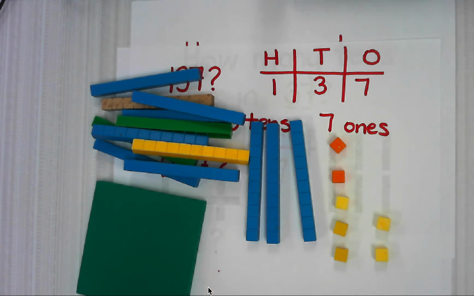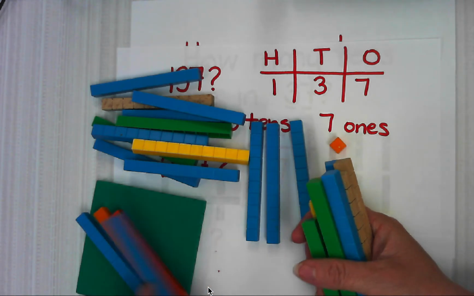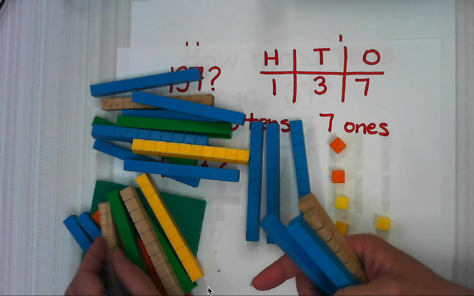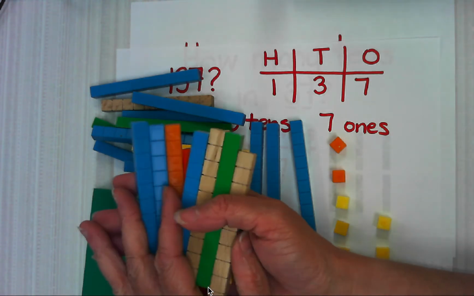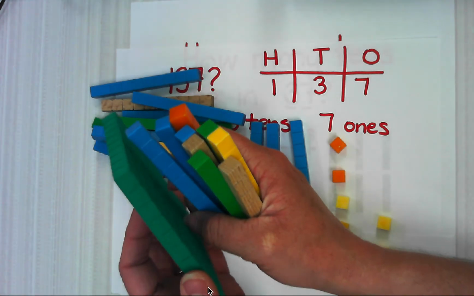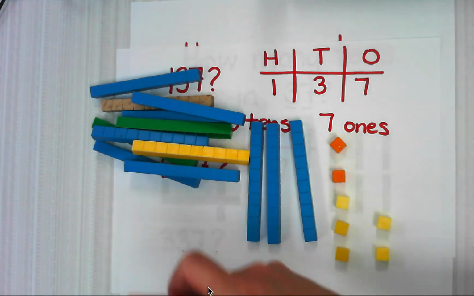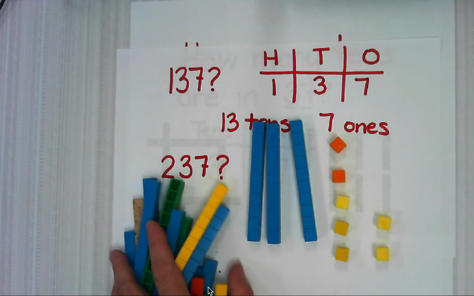We've got another 100. 1, 2, 3, 4, 5, 6, 7, 8, 9, 10. So here's 10 tens, and that's equal to 100. It's the same amount. If we count by tens 10 times, it will equal 100. Okay, so we should still have 237. How many tens do you think we have? All right, let's count them. We'll see if your prediction is correct.